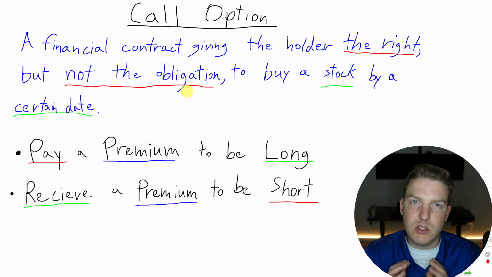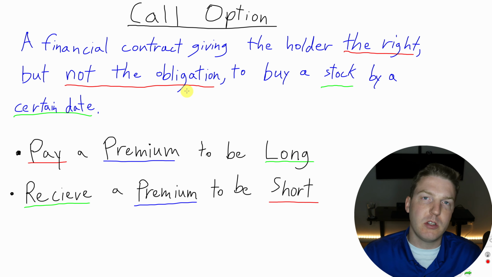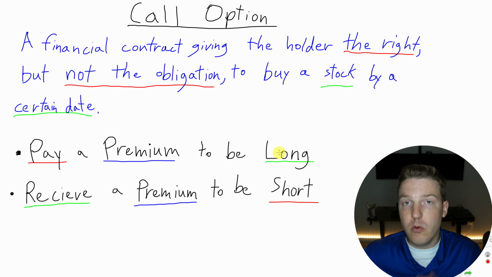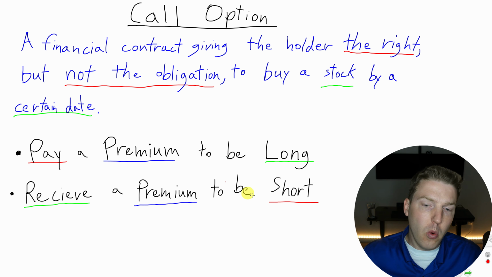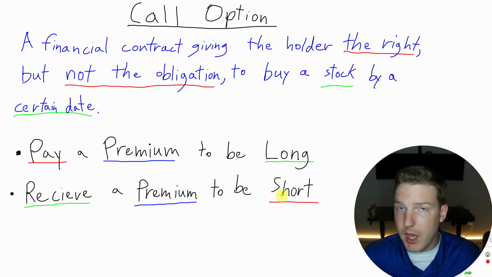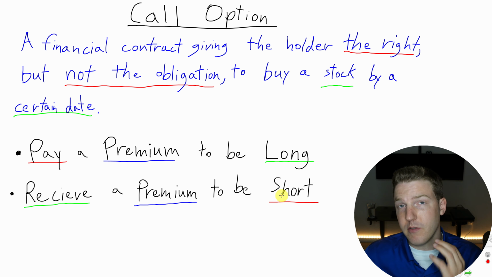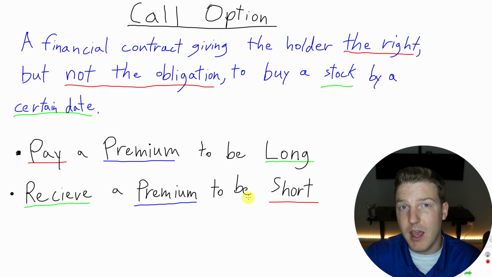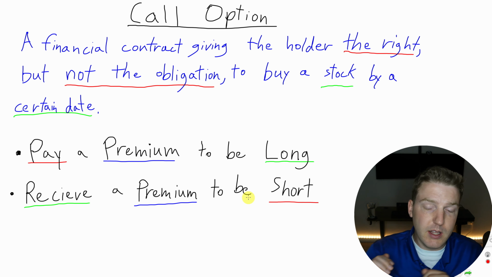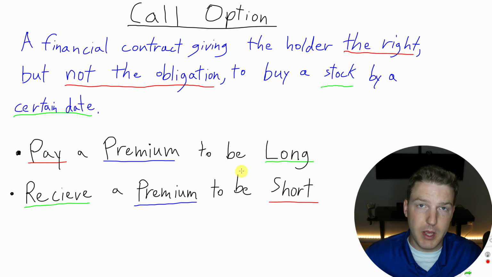There are two different sides that we can be on in an option contract. The first one would be long. If we were long, we pay a premium to be long, which means we're the ones that own the contract. Or we could be short, which means that we received a premium to be short. So we are now obligated to potentially pay the person who bought the contract from us a certain amount if they exercise the option. Now let's get into some examples and it'll make more sense.